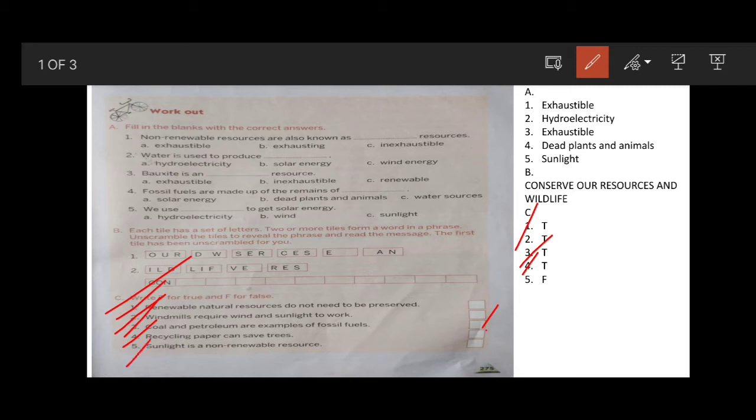Question number 5. Sunlight is a non-renewable resource. The answer is false. Write F in the given box. Why? Because sunlight is a renewable resource. It is a natural resource. Okay, which is renewable, means which we can obtain again and again.